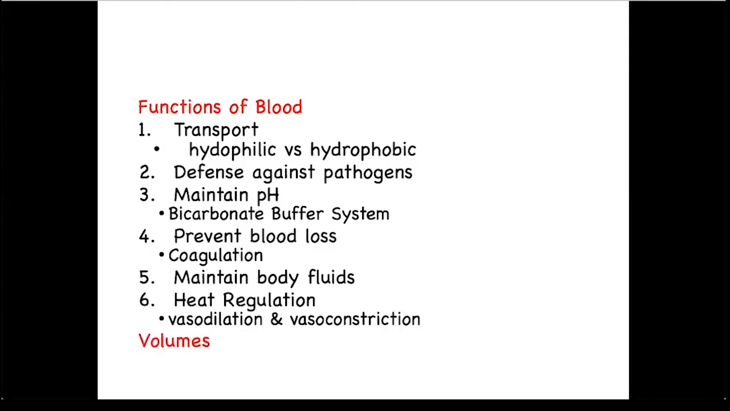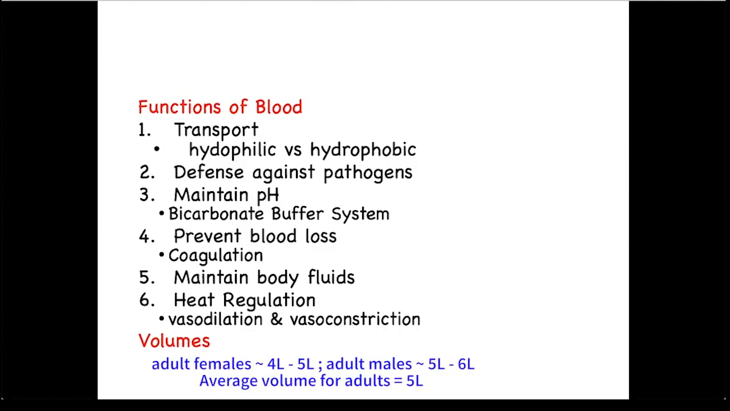Now let's look at the volumes. The volumes of blood, or how much an individual has, is dependent upon the weight and the height of that individual. On average, females have between 4 to 5 liters of blood, and males have between 5 to 6. So I'm going to be using the volume of 5 liters for this course.